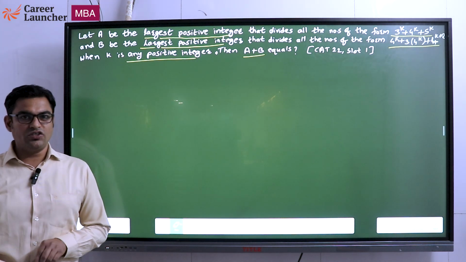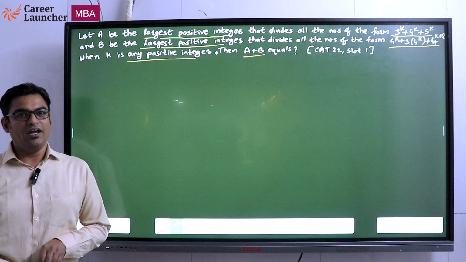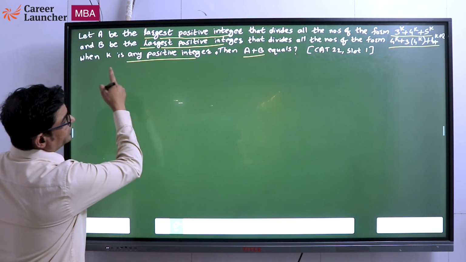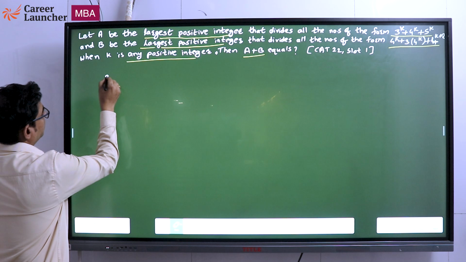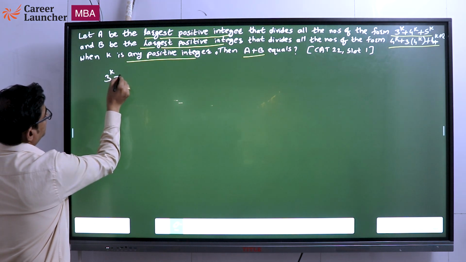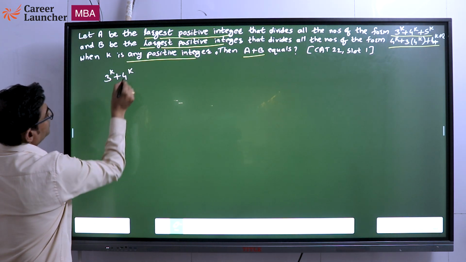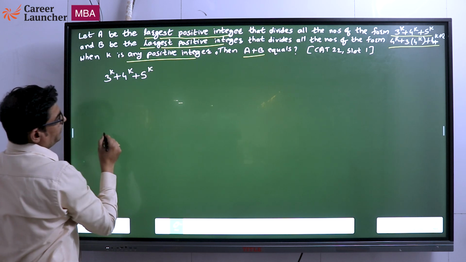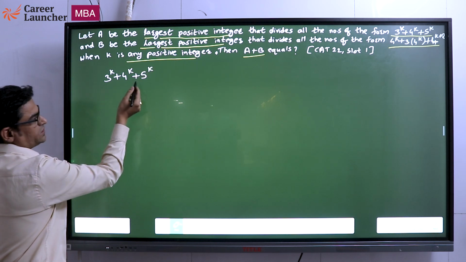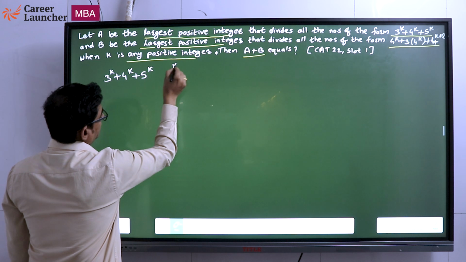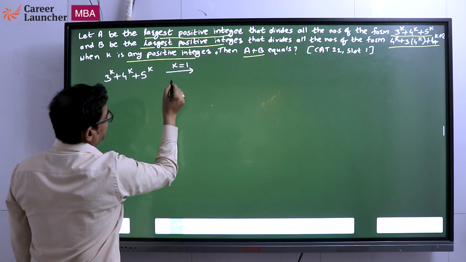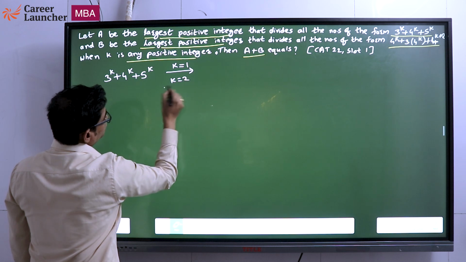Isn't it a scary question? Let's try if it is really scary. What is given? There is a number which is of this format: 3 power k plus 4 power k plus 5 power k. Let's try to find out what values this number can take. It is given that k is any positive integer, so I will try putting different values of k.